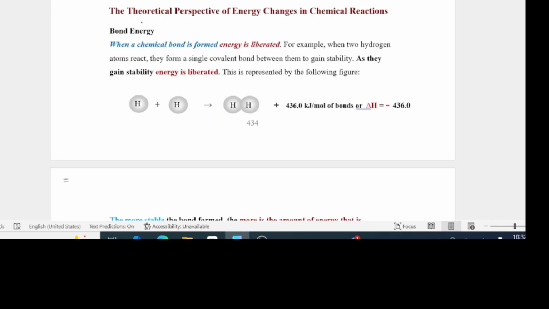We will now look at the theoretical perspective of energy changes in chemical reactions, and this brings us to what is called bond energy. We have already spoken about this in a previous video when we said that when a chemical bond is formed, energy is liberated. For example, when two hydrogen atoms react to form a molecule of hydrogen, energy is liberated. Specifically, if you have 2 moles of hydrogen atoms reacting to produce 1 mole of hydrogen molecules, then that amount of energy is produced per mole of bonds that are formed here.